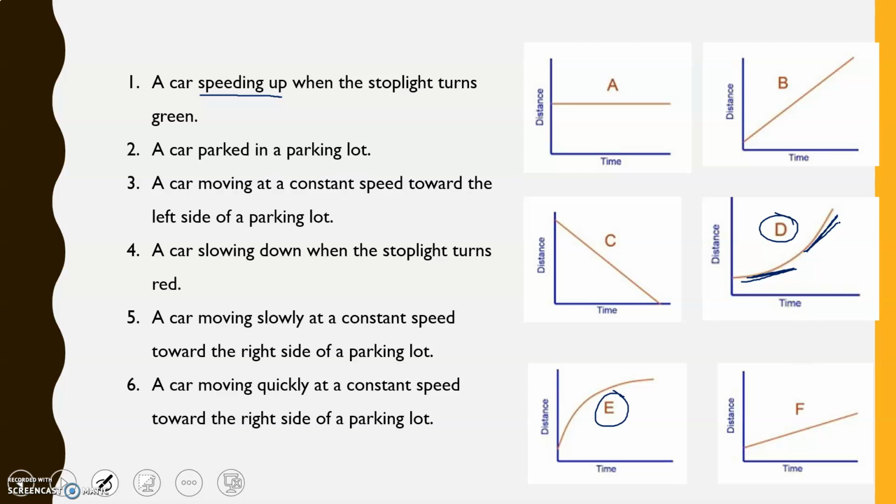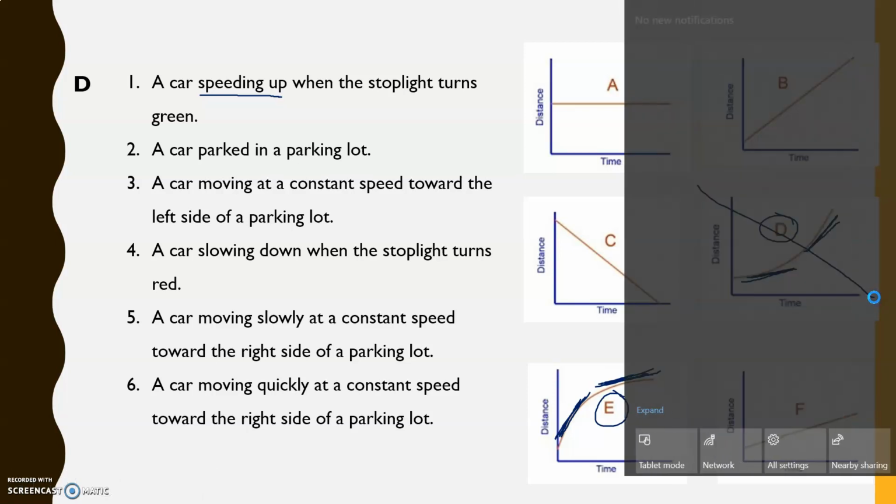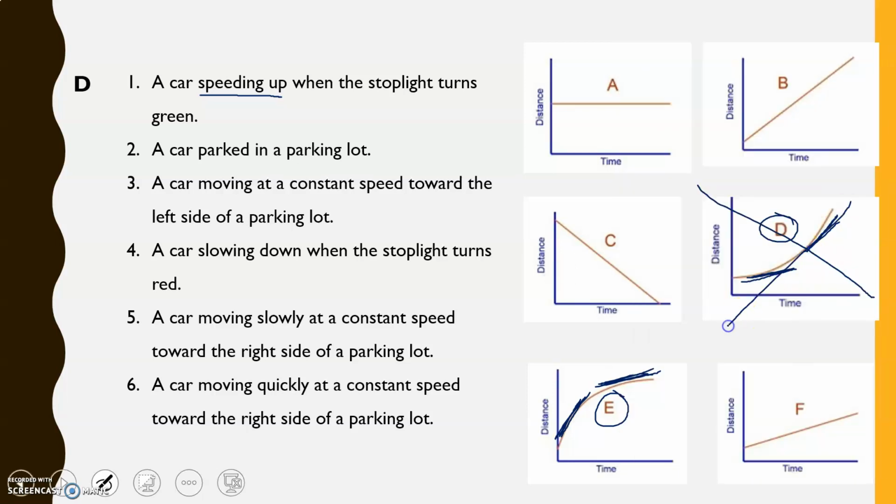Let's double check that E is not speeding up too. So for E, we have a steep line at first, then it gets shallow. So the steep, fast, shallow, slow. So we're going from fast to slow. Graph E is slowing down. So for number 1, the car speeding up, it's going to have to be graph D. So we're not going to use this again. Go ahead and cross this off.